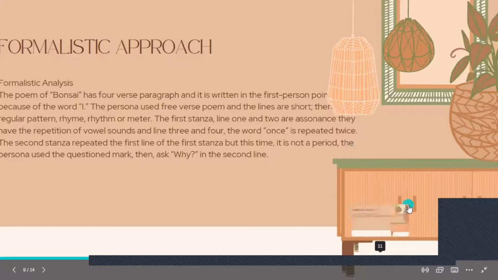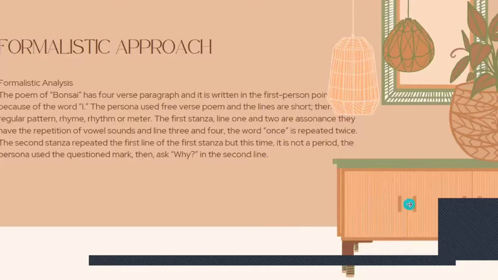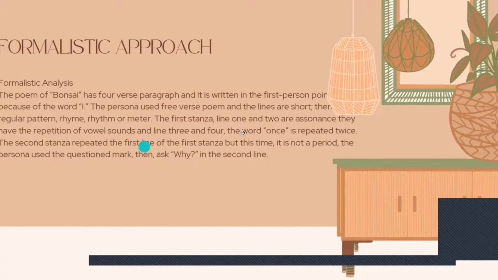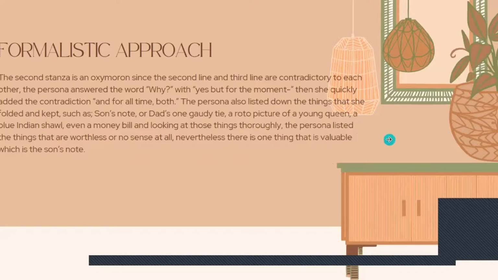The second stanza repeated the first line of the first stanza, but this time it is not a period. The persona used the question mark, then asked why. The poem entitled Bonsai is reflected to a person who has experienced living life in a miserable happiness and has the courage to grow and survive. The second stanza is an oxymoron since the second line and third line are contradictory to each other.